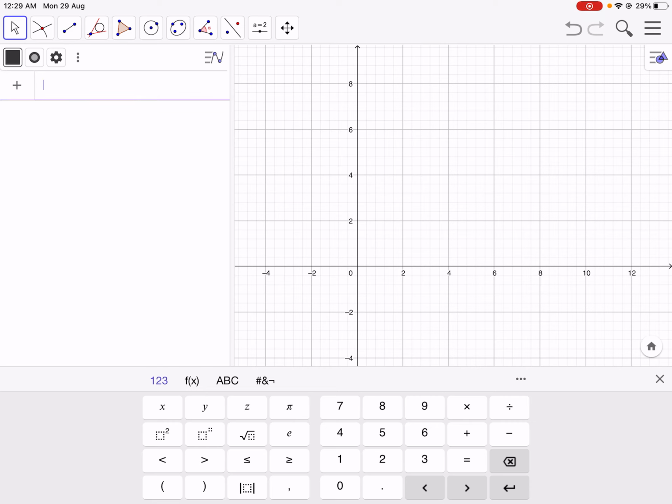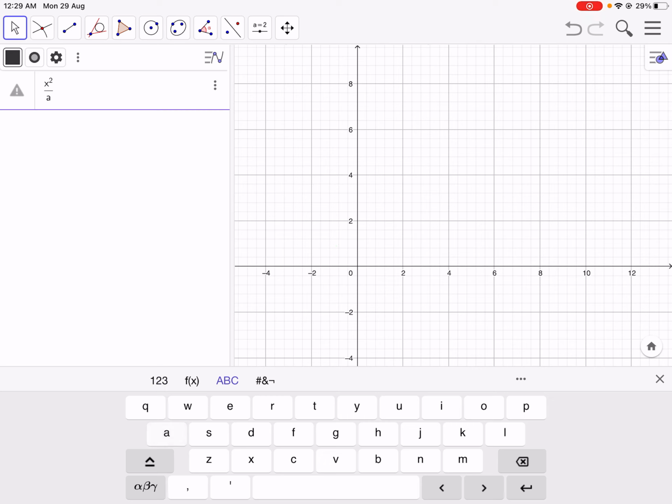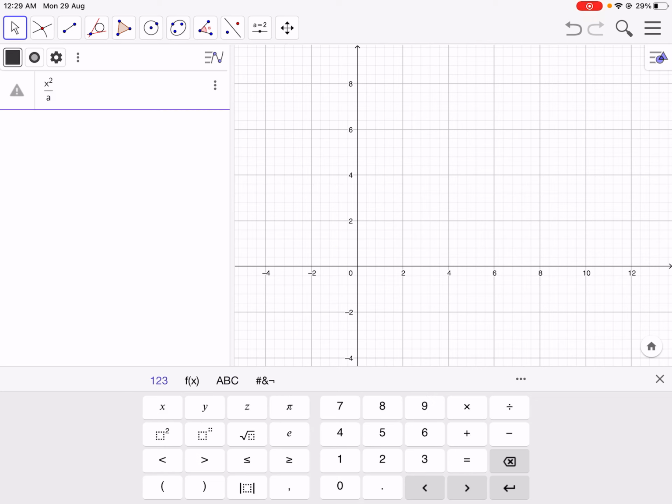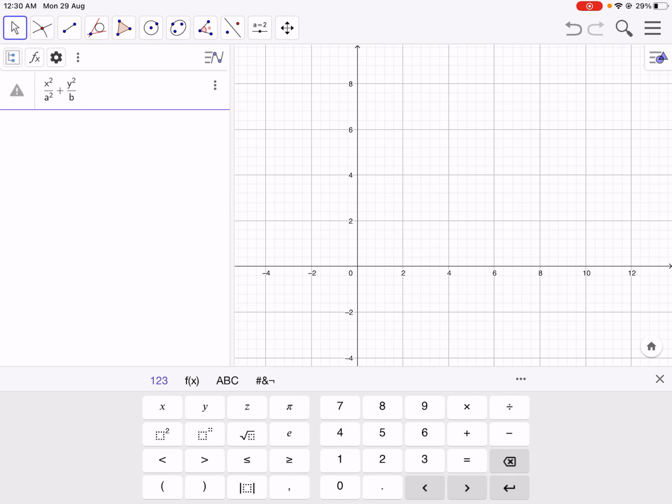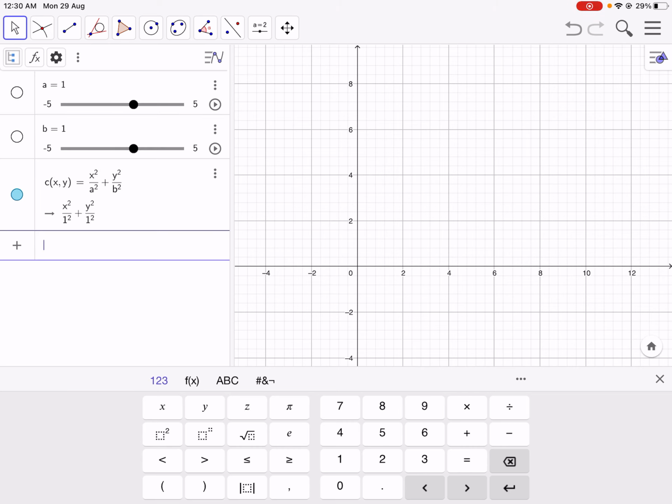Okay, so let's look at an ellipse. So x squared over a squared plus y squared over b squared equals 1. Helps if my equal sign's in the right place.